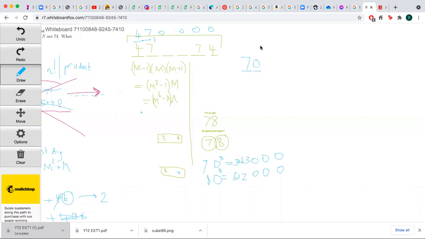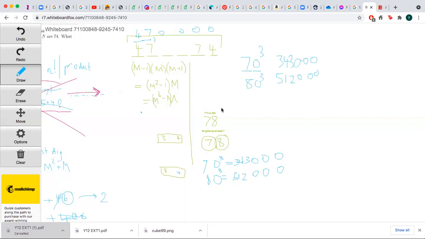Because 2 digits and then you cube that gives you numbers with the right order of magnitude, because it gives you numbers with 6 digits. And if you do 70 cubed, we get 343,000, which is smaller. And then if you do 80 cubed, we get 512, which is too big. So we've already refined it. We know it's got to be between 70 and 80. So M has to be between 70 and 80.